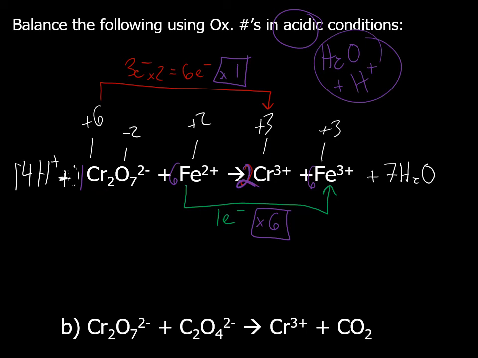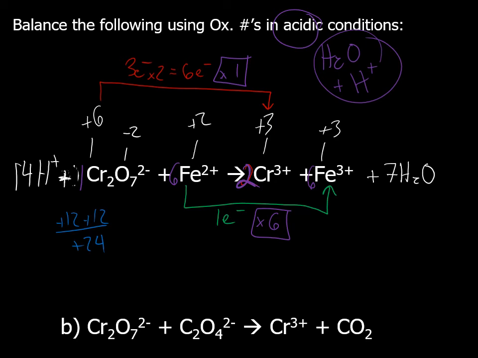So adding up charges, on the right-hand side I have 14 positives and 1 negative, so I'm down to +12, just to keep track of this. Then I have +2 times 6, which is positive 12 again. So I have positive 24 as my charge on the right-hand side.